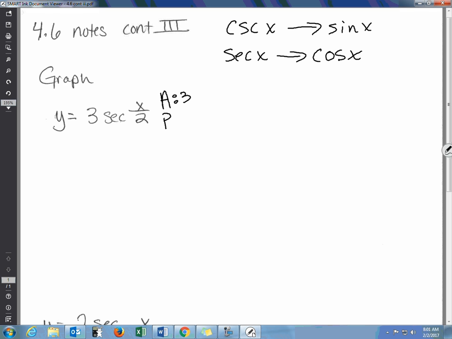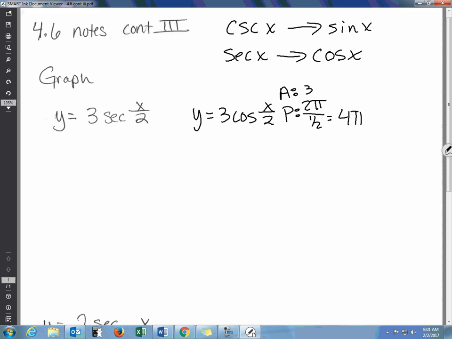Our period length, well, instead of doing this, let's rewrite it, because remember, we're graphing cosine first. So I'm going to change this to y equals 3 cosine of x over 2. Now my amplitude for my cosine wave is 3. My period length, for cosine, is always 2 pi divided by the number with x, which in this case is one half. So 2 pi divided by one half is actually 4 pi.